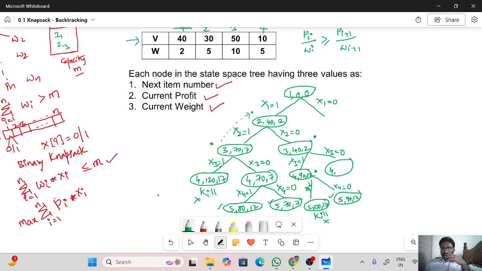Only item 1. Then what is the profit I am getting? Only item 1 profit. What is the weight of the knapsack? Only the item 1 weight. So here once again I get x4 equal to 1 and x4 equal to 0. What is x4 equal to 1? Nothing but in this path I consider only item 1 and item 4. What is item 1 profit? 40. What is item 4 profit? 10. So 40 plus 10, 50.